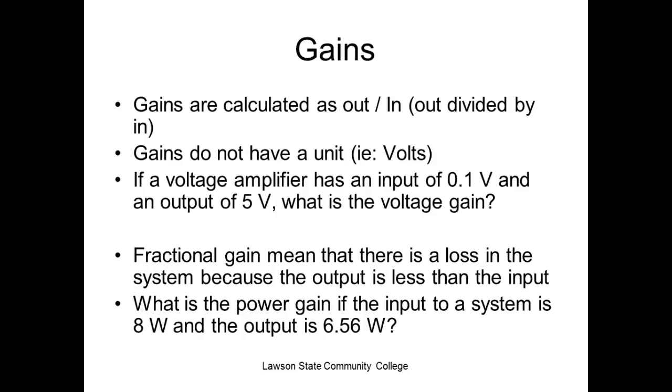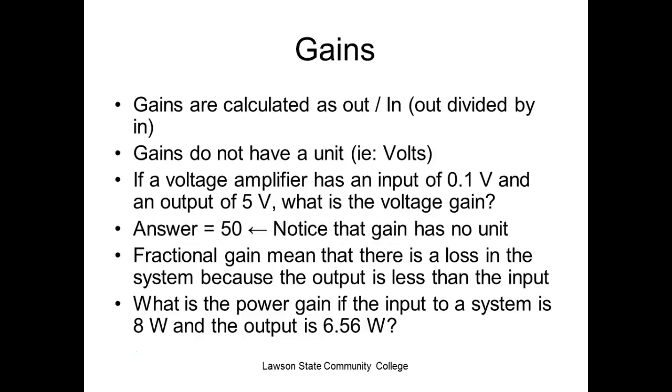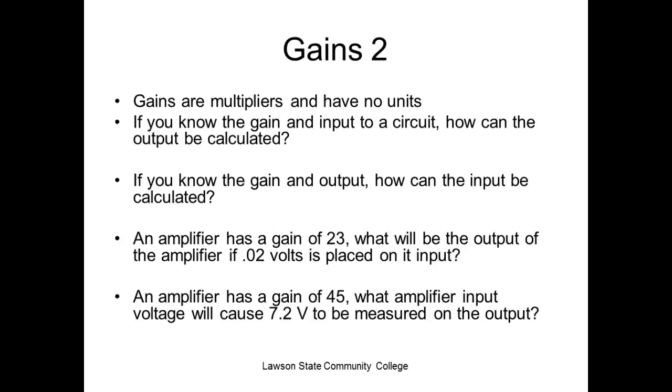So now that I know this gain number, I can take my input and multiply by that, and that would tell me what my output would be. Good. Gains are multipliers and have no units. If you know the gain and the input to the circuit, how can you calculate the output? Just take your input and do what? Multiply it times the gain, right?